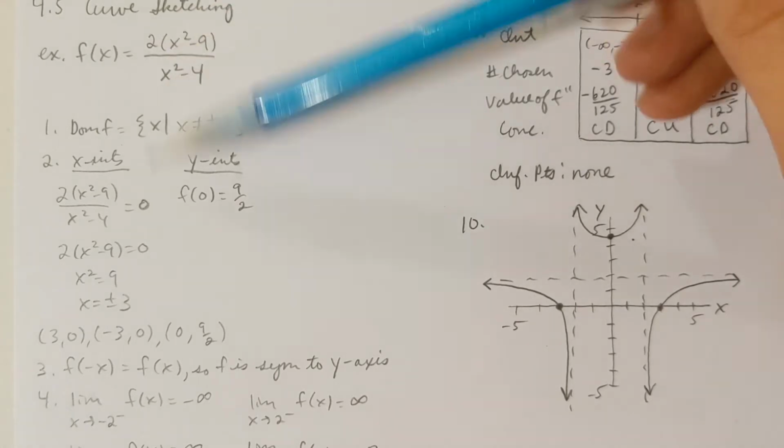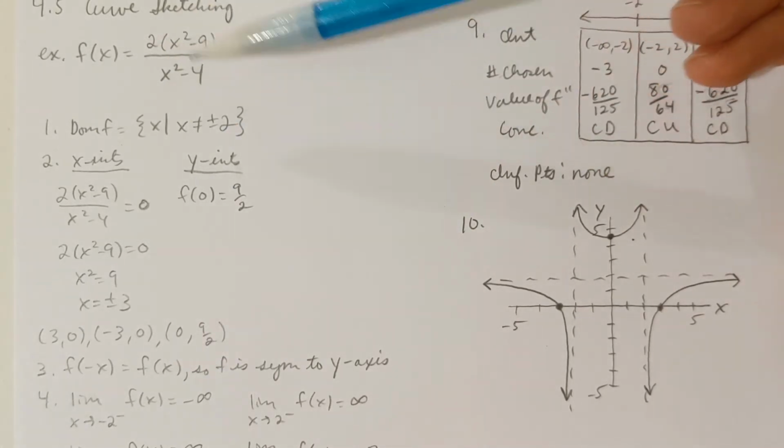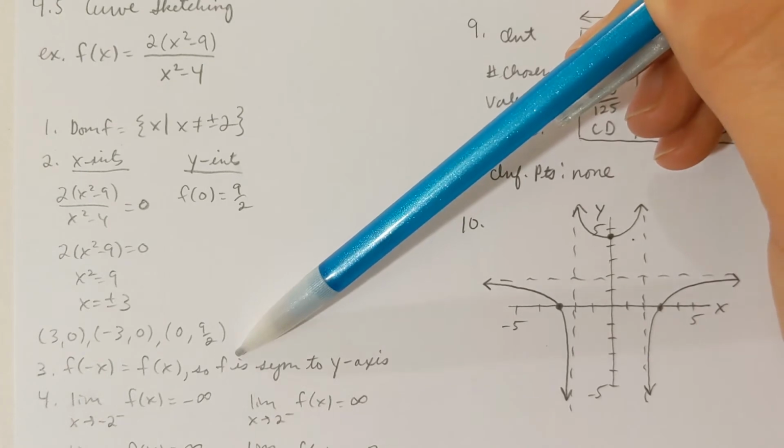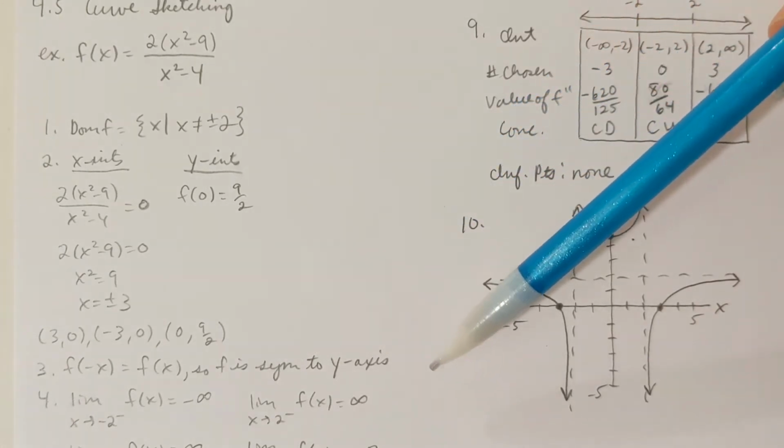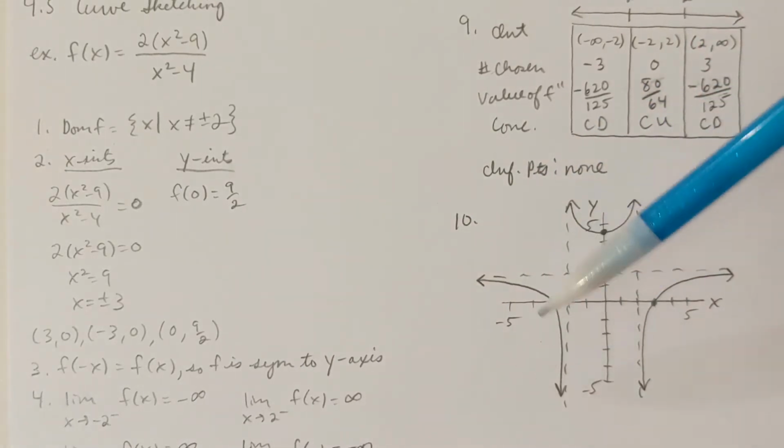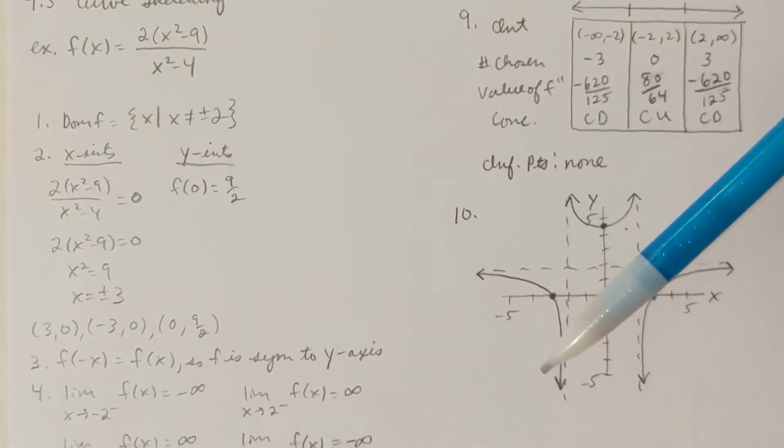So I would get exactly the same function that was originally there. And so therefore f would be even, and it is symmetric to the y-axis. Okay, so that can be helpful when I sketch this. There's going to be some symmetry going on.